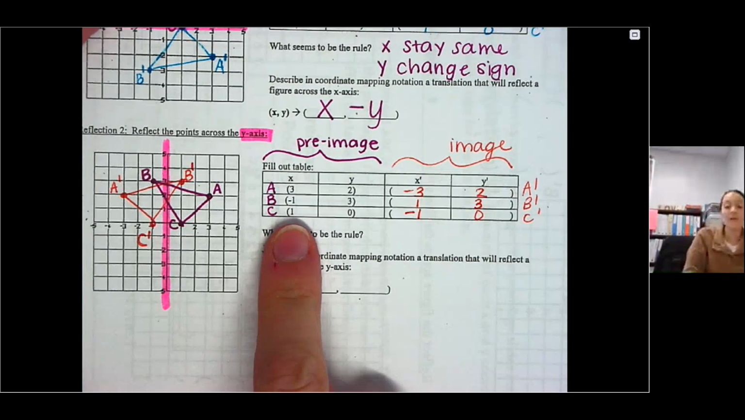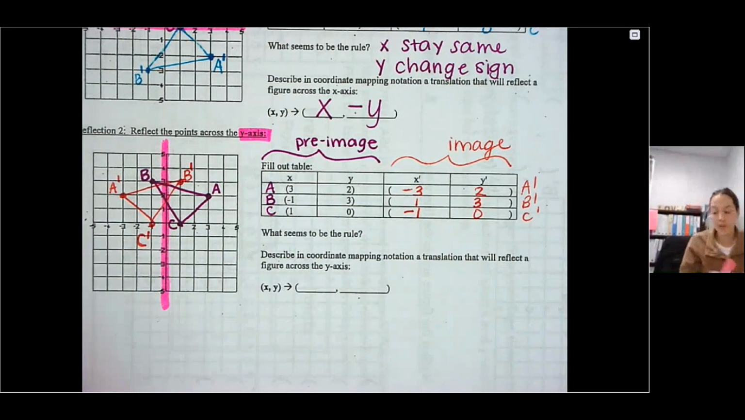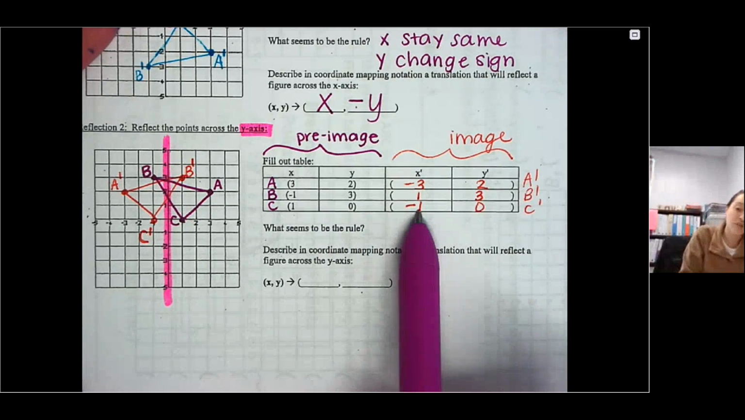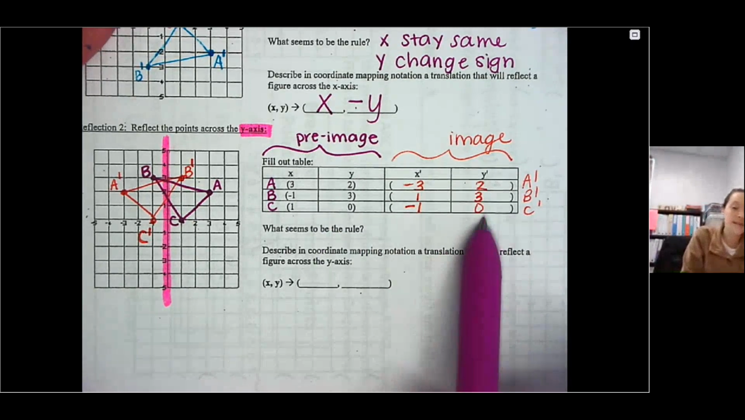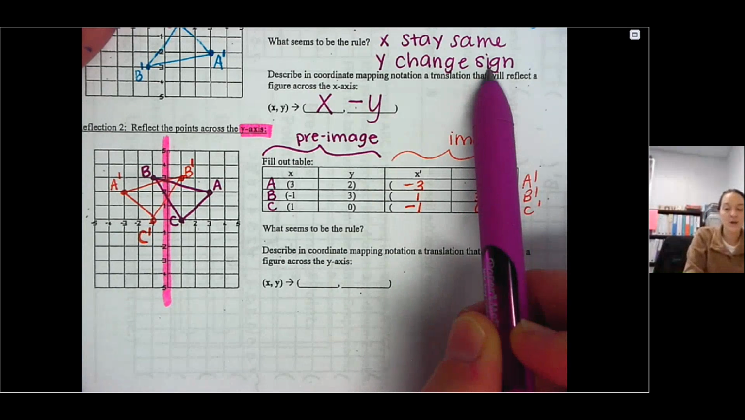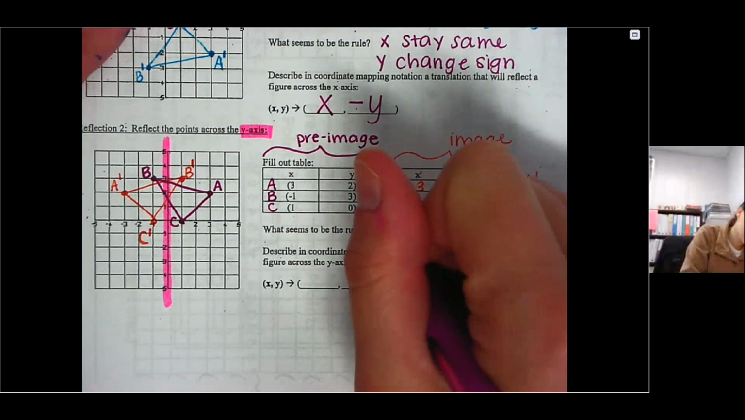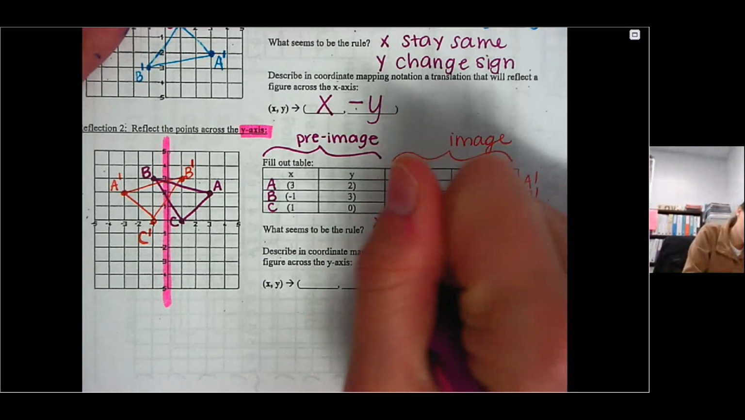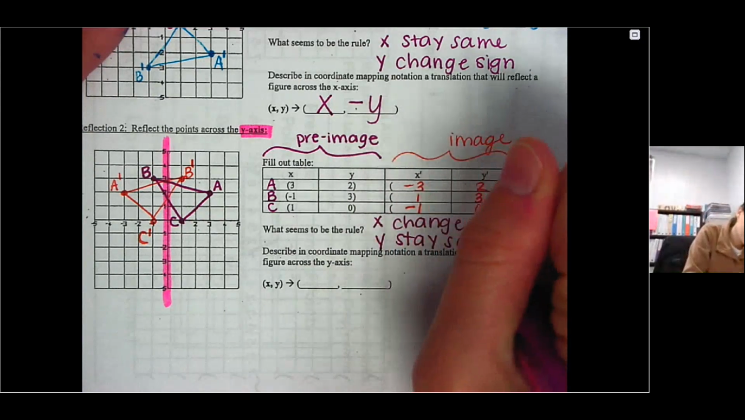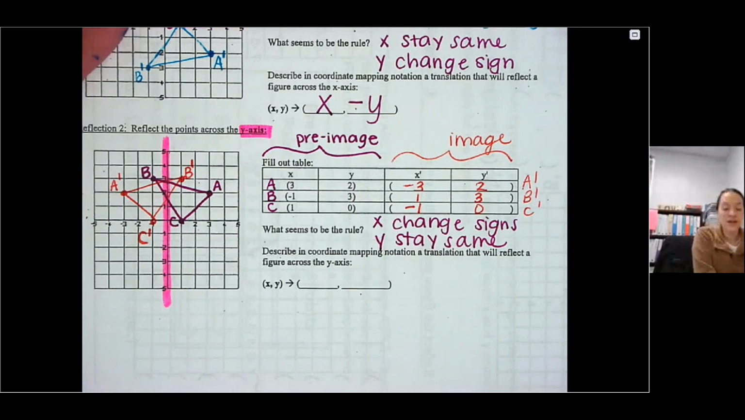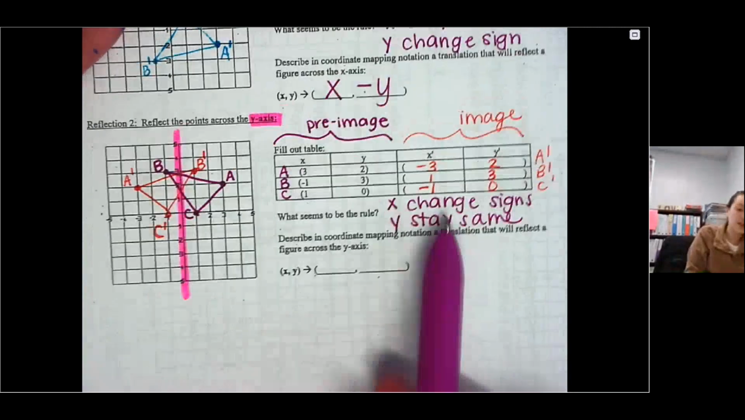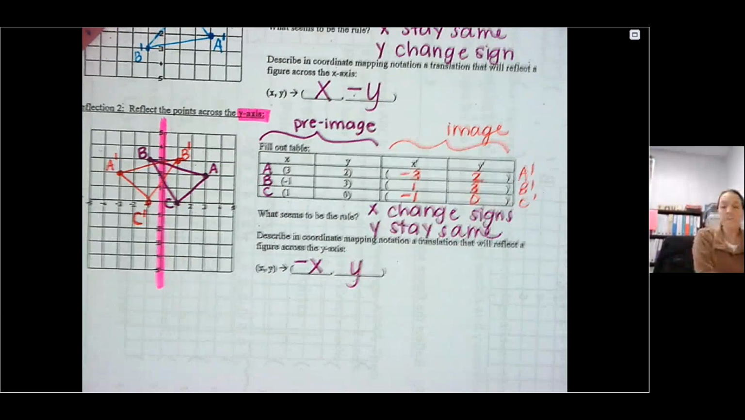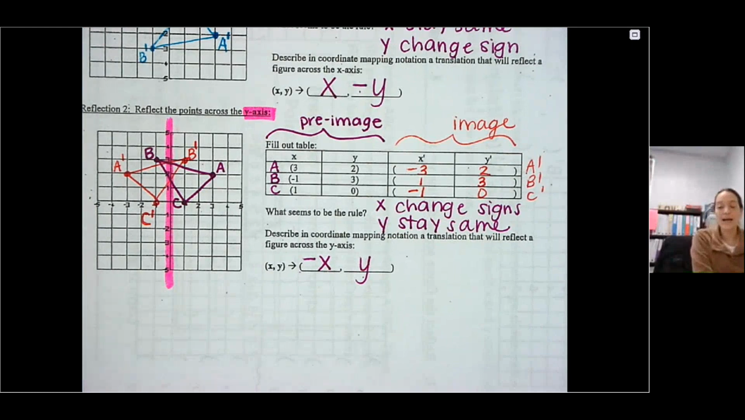So if you go from the pre-image to the image, this time the pattern that we see is, if we look at our X's, this time our X's changed signs and our Y's stayed exactly the same. So it was essentially just the opposite of what I did before. So my X's changed signs and my Y's stay the same. So if I write it in mapping notation, I go X, Y yields, my X changes sign, so I write -X, and my Y's stay the same, so I write a Y. Okay, and we're all done. There's our reflection over the Y-axis.